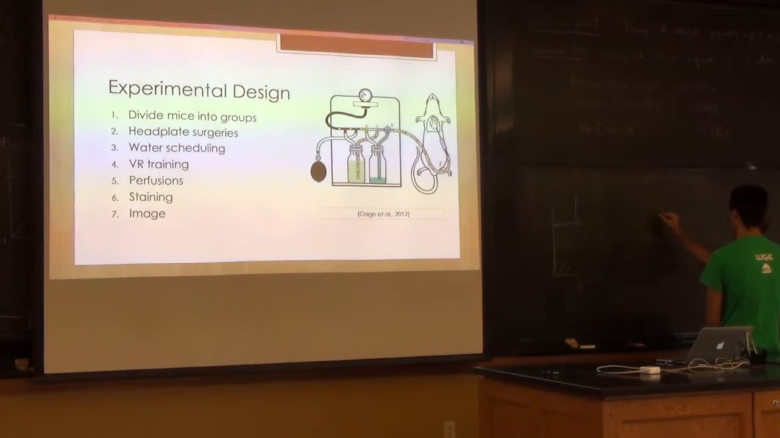The first mouse is in its cage, interacting. It's controlled normal environment, no head plate. This one has a head plate, this has a head plate, VR1, VR1, same VR1, VR2. Now our question is, how is the brain activity and how does it differ?